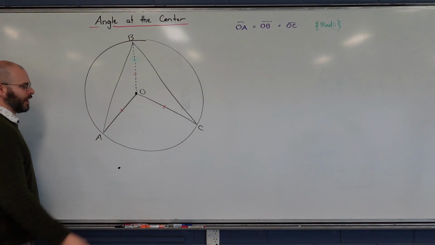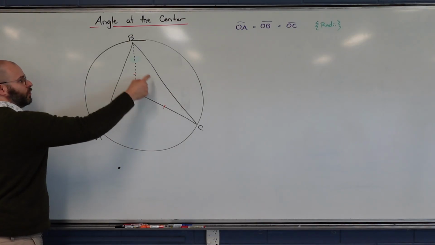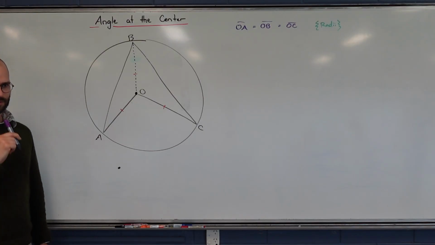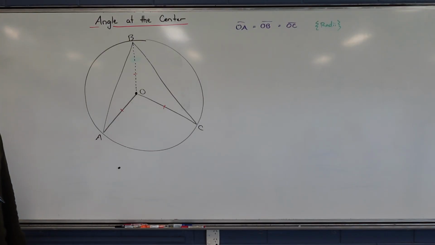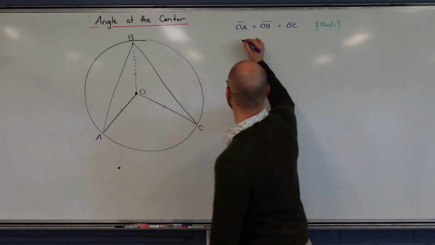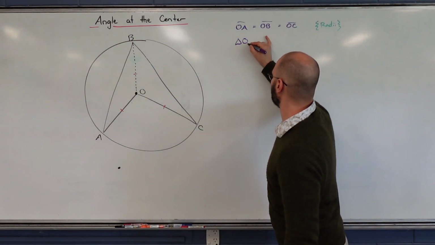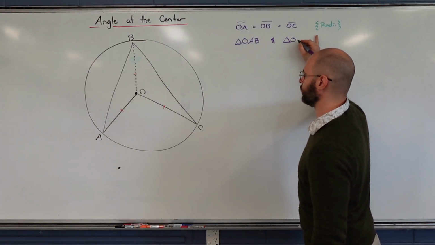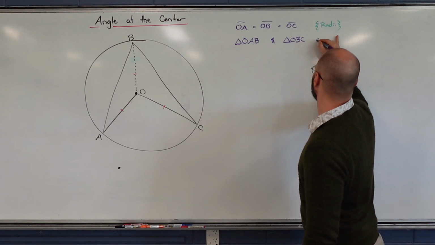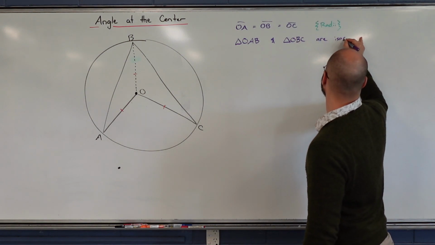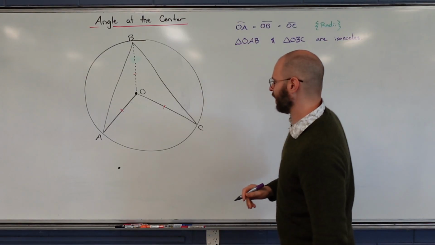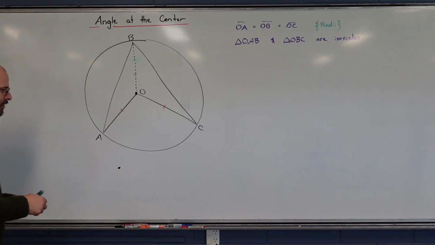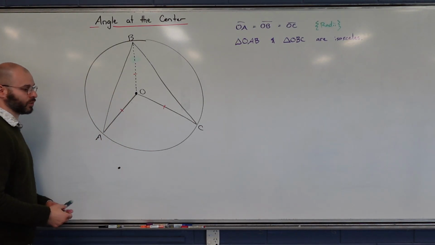Now, I want you to think about triangles OAB and OBC. What is interesting about these triangles? What sort of triangles are they? Triangle OAB and OBC. Isosceles. And isosceles triangles, what property do they have? There's something really useful about isosceles triangles. Think about the angles.